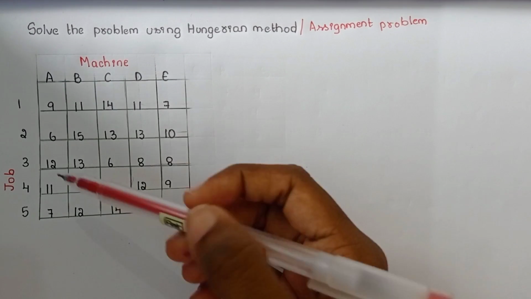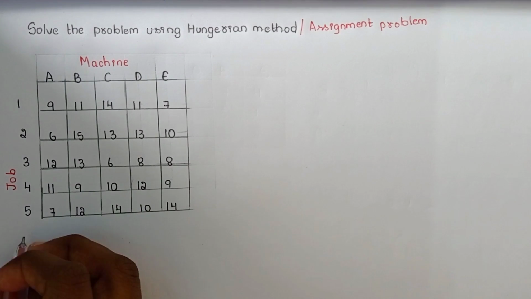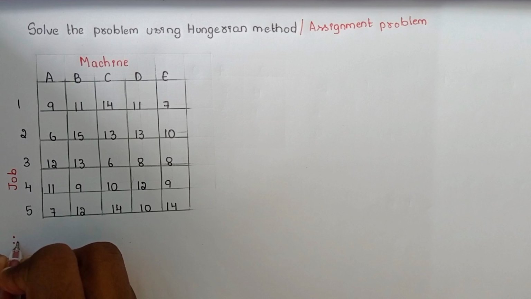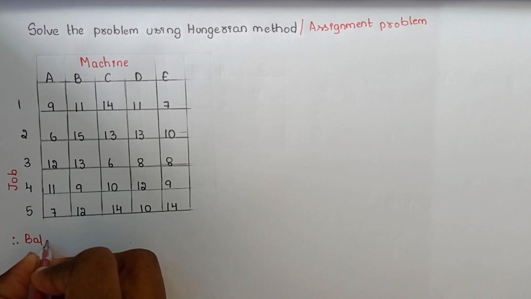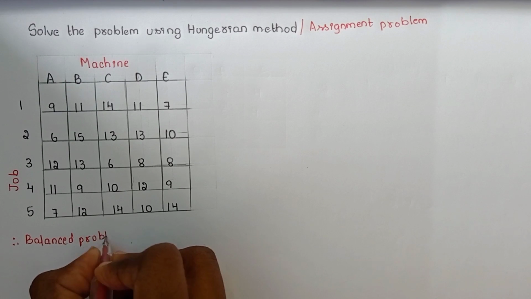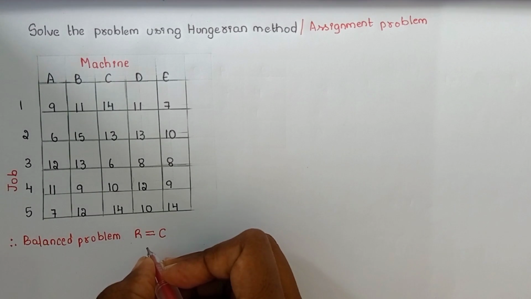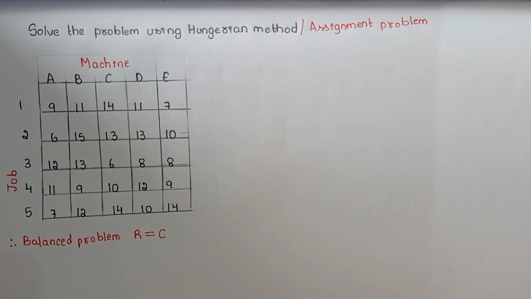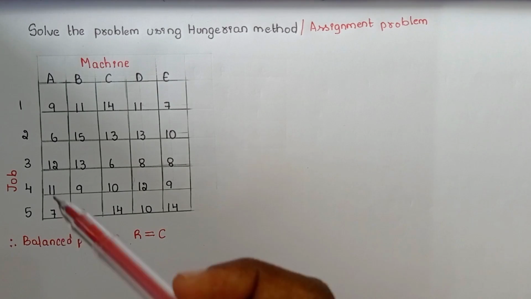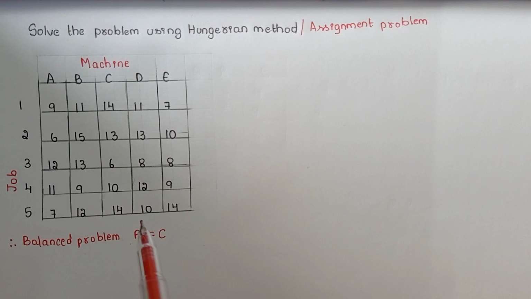So this is a balanced problem because the number of rows and the number of columns is equal. Therefore, it is a balanced problem because the number of rows is equal to the number of columns. So we are done with the first step. The first step is to identify whether it is a balanced problem or unbalanced problem. If it is a balanced problem, the number of rows and the number of columns will be equal. So this sum is a balanced problem.